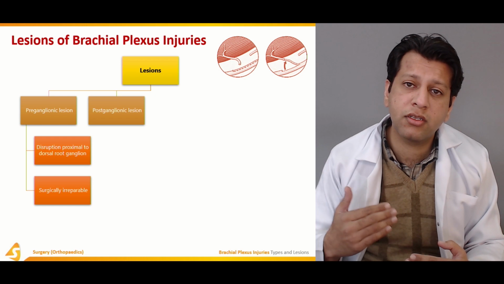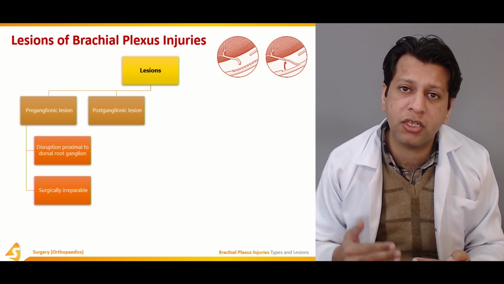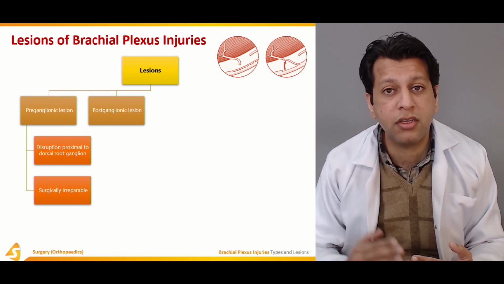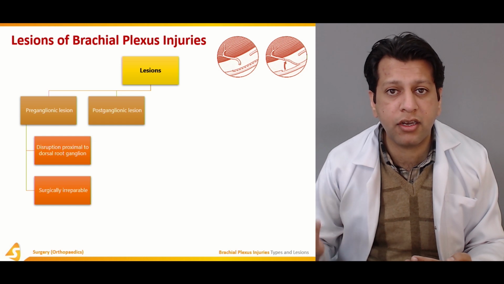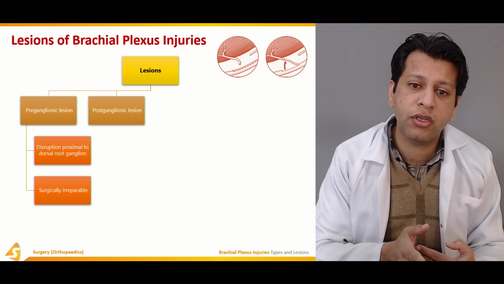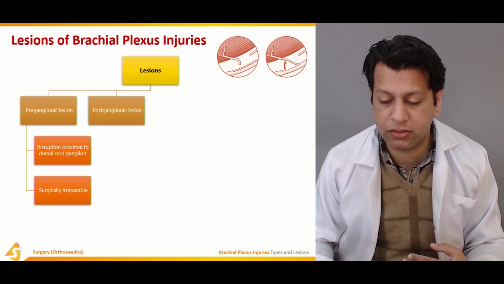A postganglionic lesion is when the injury occurs after the dorsal root ganglion has been traversed by the nerve. Although it is less severe, it's still very high energy, and its prognosis is less poor compared to the preganglionic nerve injury, but it still has a very poor prognosis compared to peripheral nerve injuries.